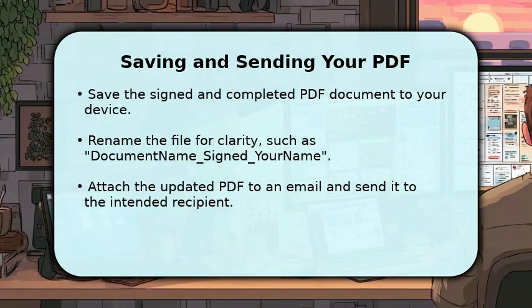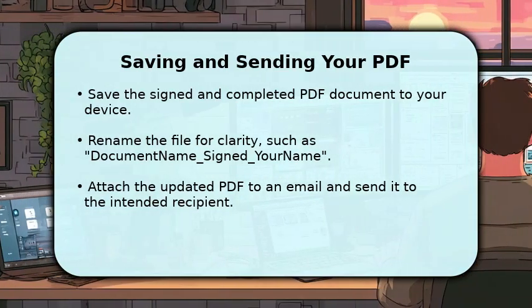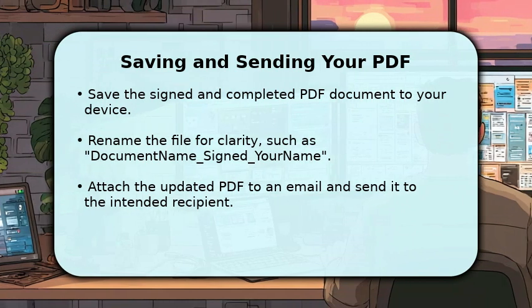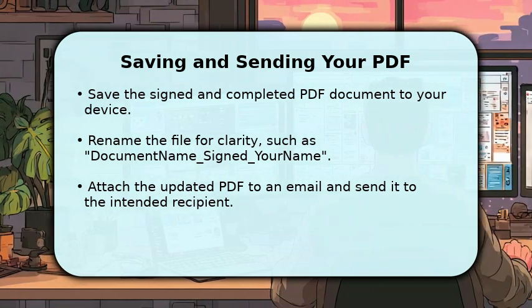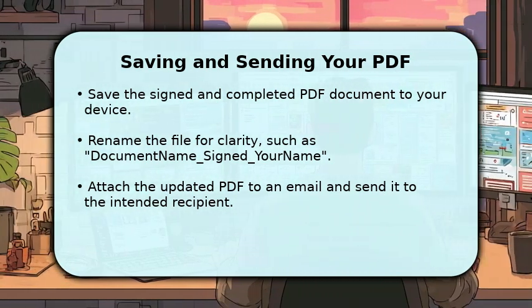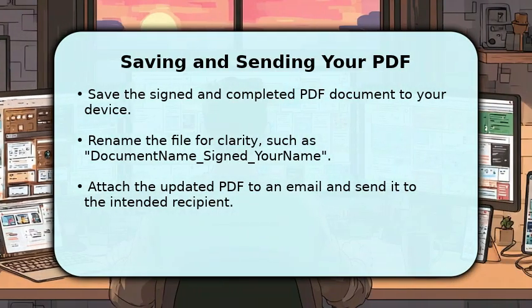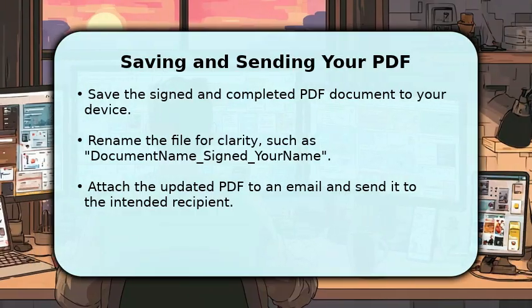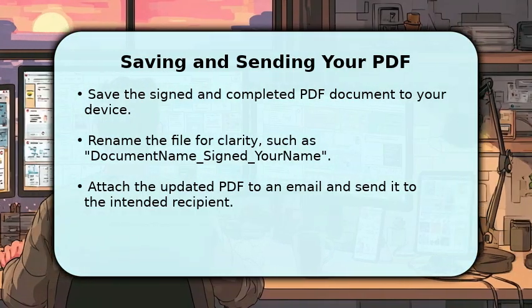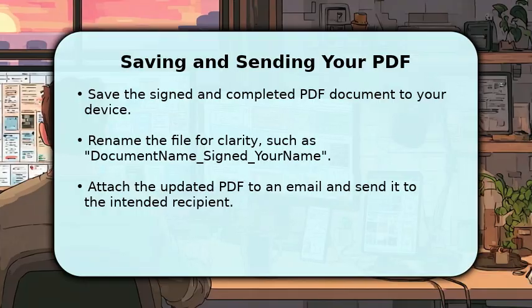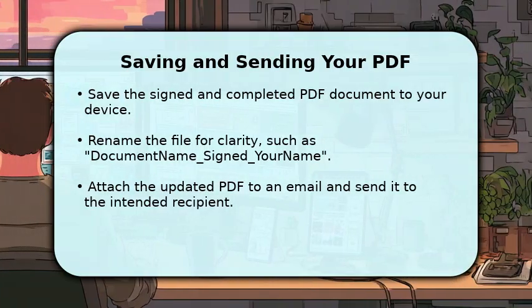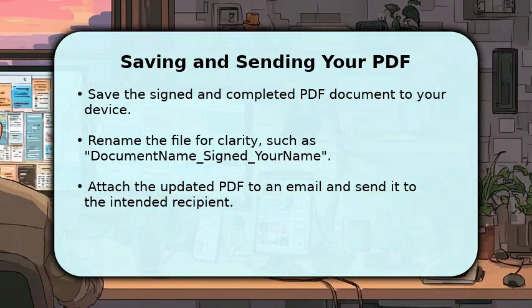Finally, it's time to save and return your completed document. After signing and filling in all fields, save the PDF to your computer. It's a good idea to rename the file, perhaps adding signed and your name, like Contract Signed John Doe, for easy identification. Once saved, open your email, compose a new message, and attach this newly signed PDF. Send it off to the intended recipient, and you're all done.